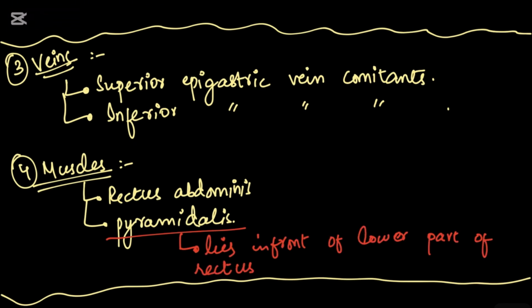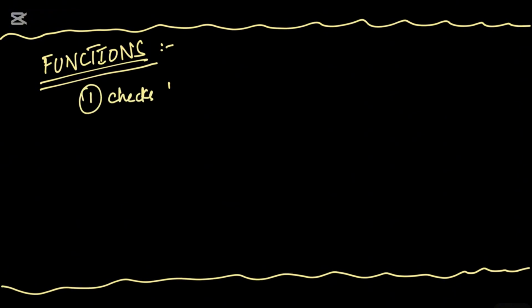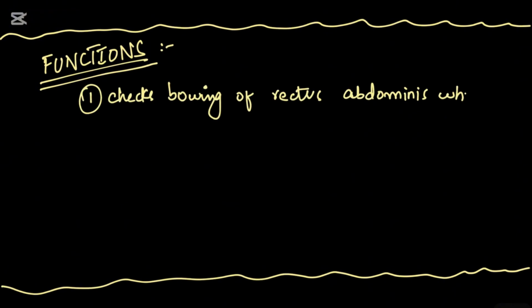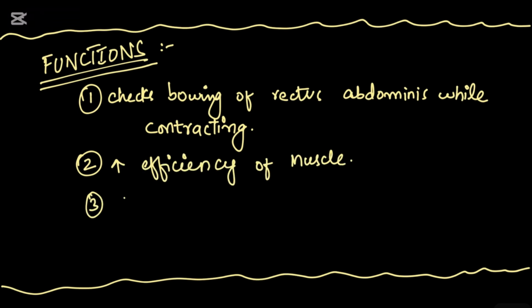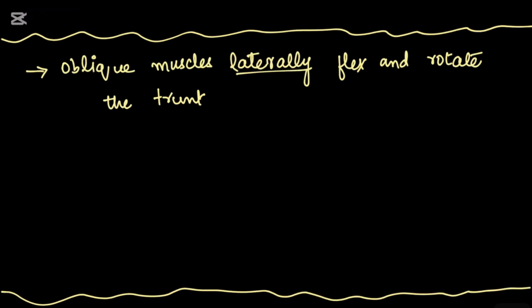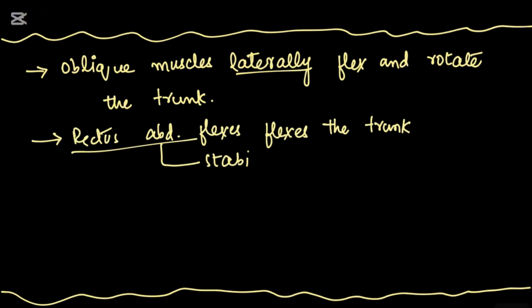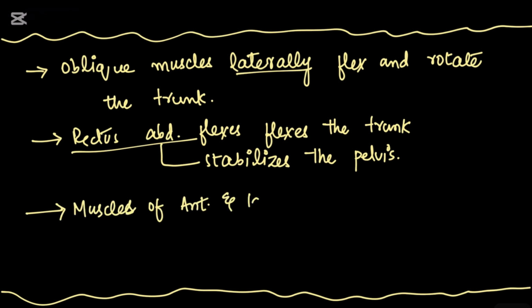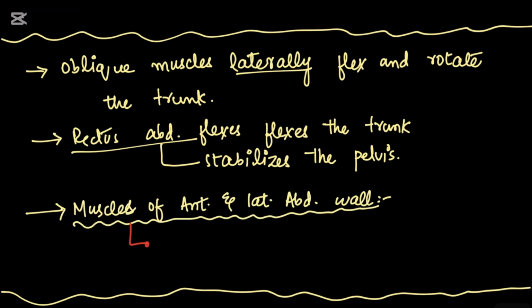Pyramidalis muscle lies in the lower part of the rectus abdominis muscle. Functions of the rectus sheath. It checks bowing of the rectus abdominis muscle while contracting, i.e. it supports the rectus abdominis muscle, increases efficiency of muscle, strengthens the abdominal wall. Oblique muscles laterally flex and rotate the trunk. Rectus abdominis flexes the trunk, stabilizes the pelvis and muscles of the anterior and lateral abdominal wall.